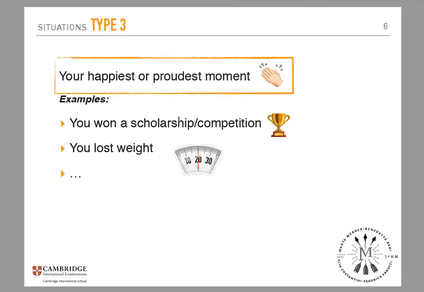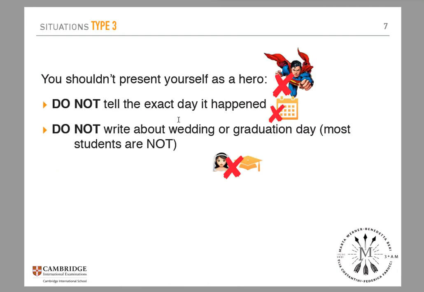And then type 3 is your happiest or proudest moment, like winning a scholarship, losing weight, winning a contest, beating your best time on the mile. Again, doesn't have to be true, but make sure you don't present yourself as a hero. You don't have to tell the exact day it happened, and you don't have to write about wedding or graduation day because most students your age aren't going to be interested in something like that.